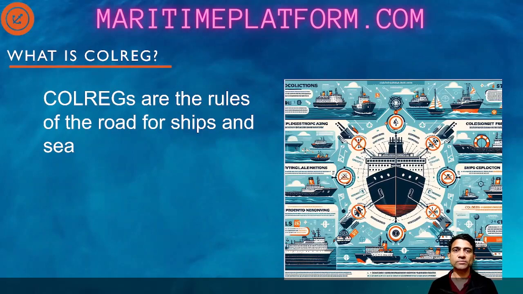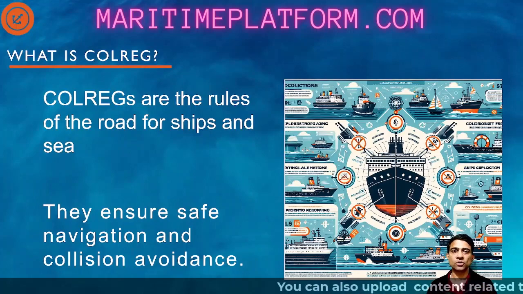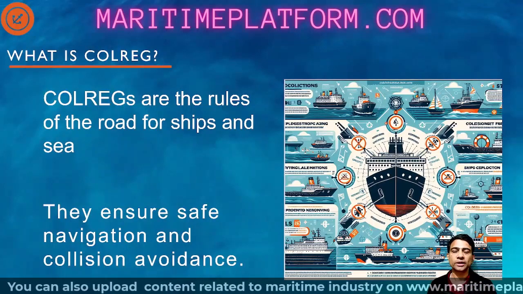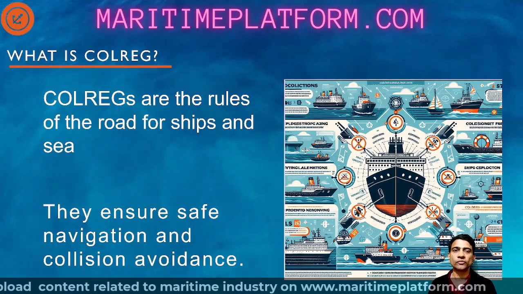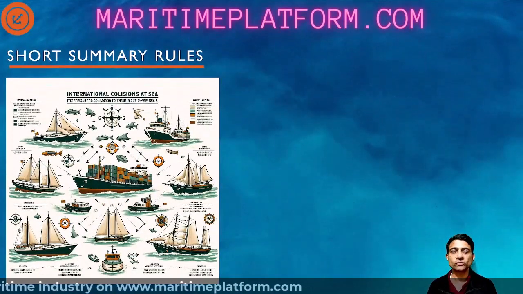I think the same purpose is for the rules which are made for traffic on the roads for our vehicles as well. They ensure safe navigation and collision avoidance. The rules which are made for our vehicles on the road also execute the same purpose, where they avoid collision or other accidents which happen due to vehicular movement on the roads. Now what we will do, we will go through a short summary of the rules.